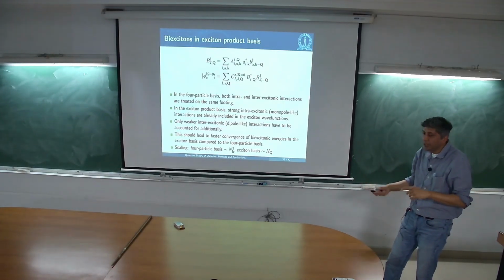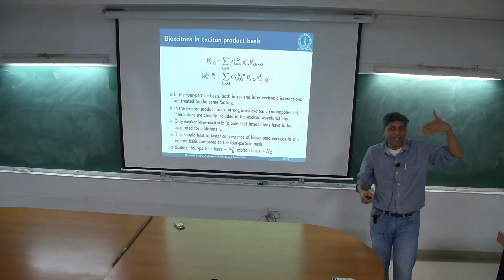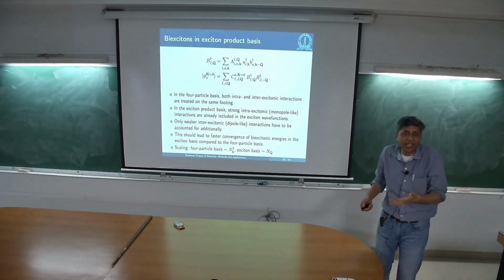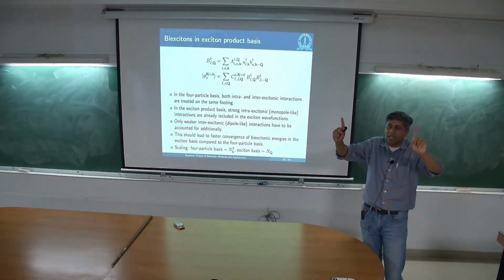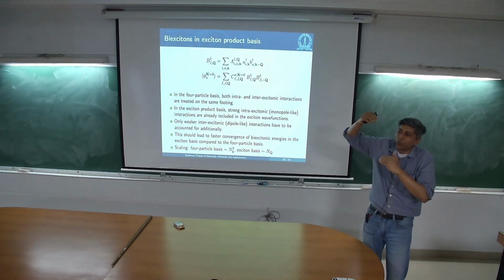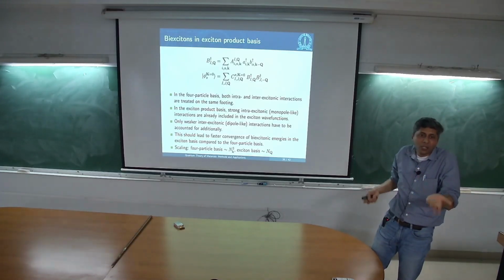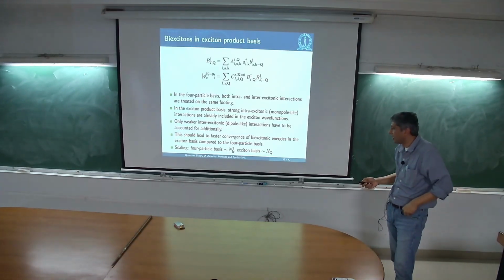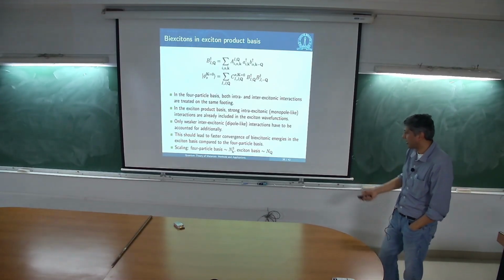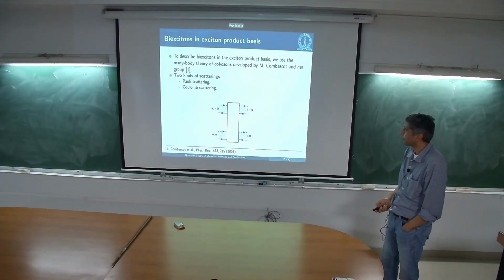This in principle should not require very many excitons because this interaction is weak. So when I write a direct product state of 2 excitons, I shouldn't need to mix many of them to actually form this bi-excitonic state. And in fact, you can show that this scales fairly well.